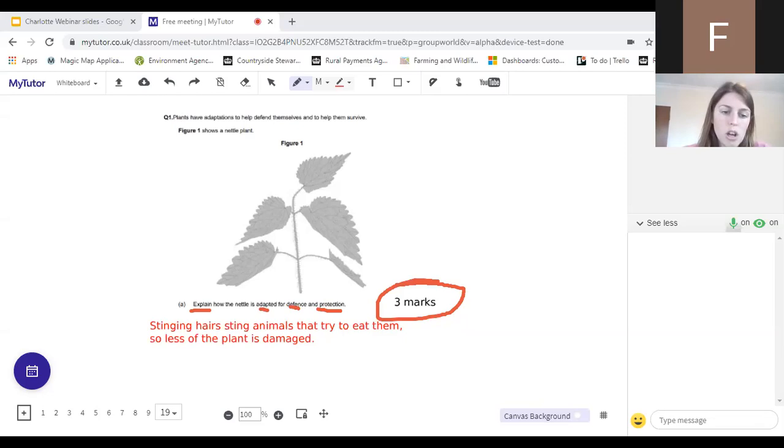Just make sure when you're looking at these things on the internet that they're specific to the specification that you're going to do, because otherwise you can be learning examples that aren't relevant. And make sure that they're accredited in some way, so they're not just someone who happens to be good at biology.